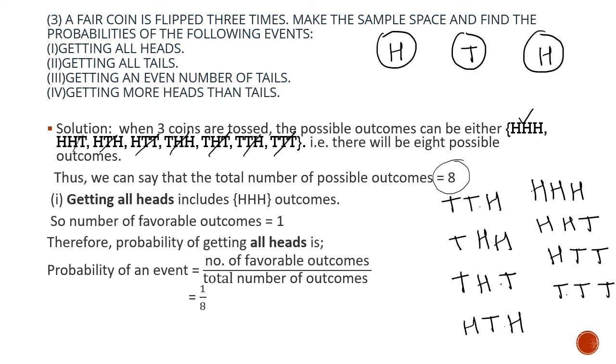Substitute everything into the formula. Probability of getting all heads is, probability of any event equals number of favorable outcomes divided by the total number of outcomes, which is 1 by 8.